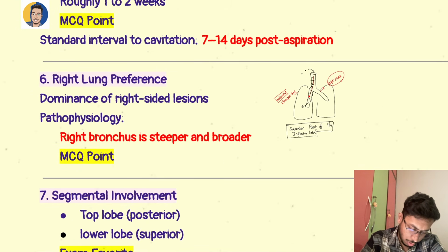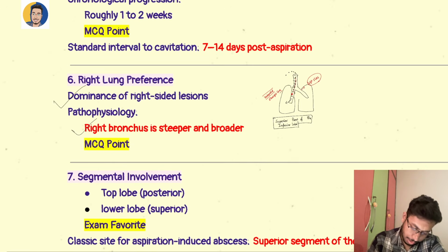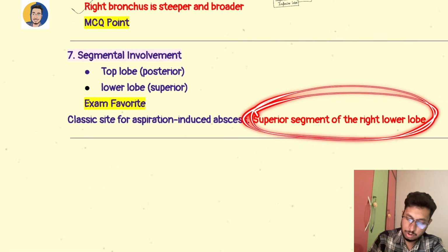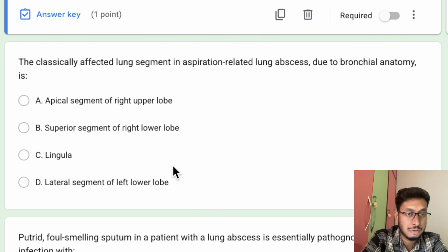Okay. So the right bronchus is steeper and broader, and that's why right-sided lesions are more predominant. So which one is the most common? It is the superior segment of the right lower lobe. Okay, the superior segment of the right lower lobe is the most common. All right. So as you can see here in the MCQ question, the classically affected lung segment in aspiration-related lung abscess due to bronchial anatomy is the superior segment of the right lower lobe. Option B is the correct answer here.